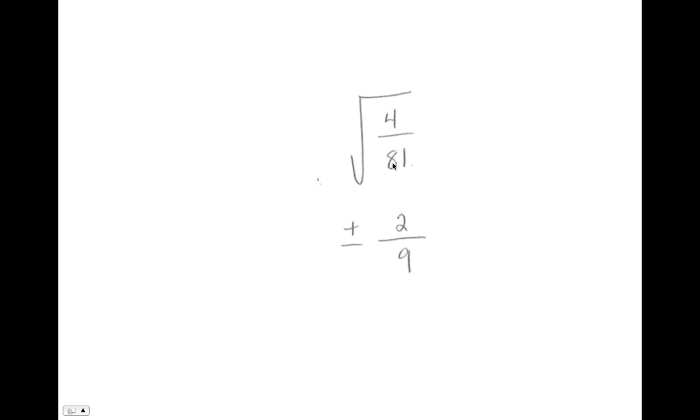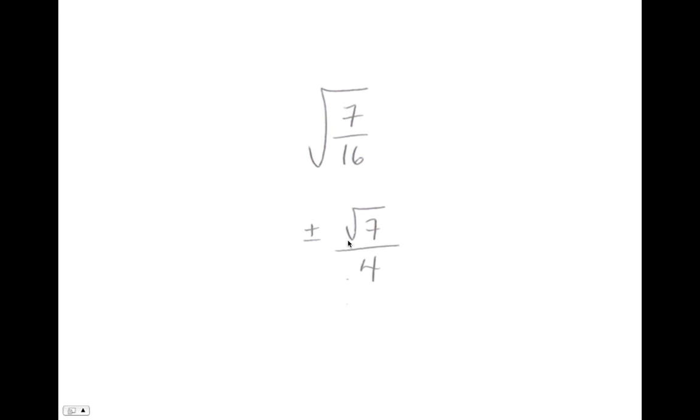Here's something which is a division, basically, within a square root sign. So, easy enough, square root of 4 is 2, the square root of 81 is 9. And so our answer is positive and negative 2 over 9.